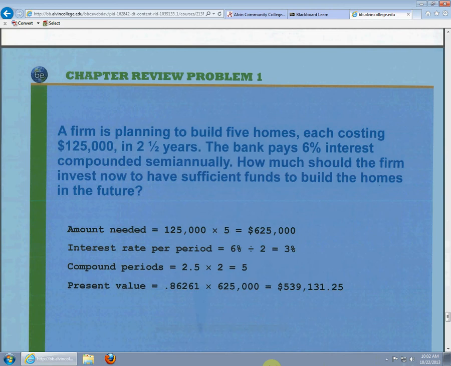So now look up your factor at 3% for 10 compounding periods. Your factor would be 0.86261. Multiply that times what we need, 625,000. So we would need to invest $539,131.25 to have what we need in 2.5 years.